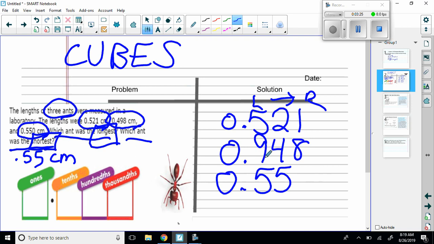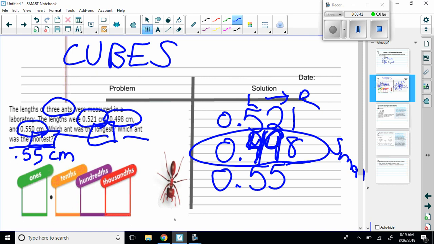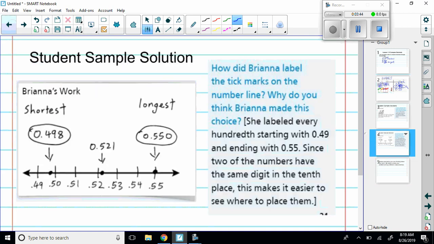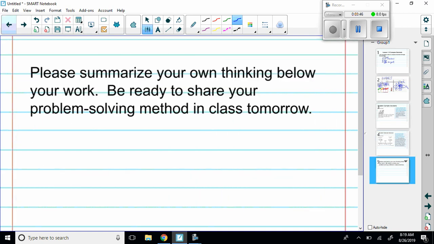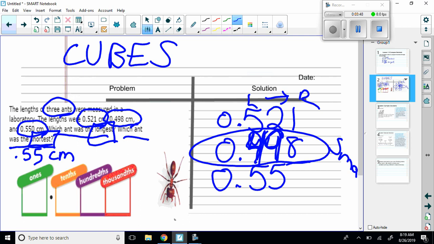Oh, wow, I really wrote this number wrong, didn't I? I apologize. This is 498 thousandths. So when we look at this number, we come across 498 thousandths as the smallest. The reason for that is because there's a 4 in the tenths place, so that's smallest.